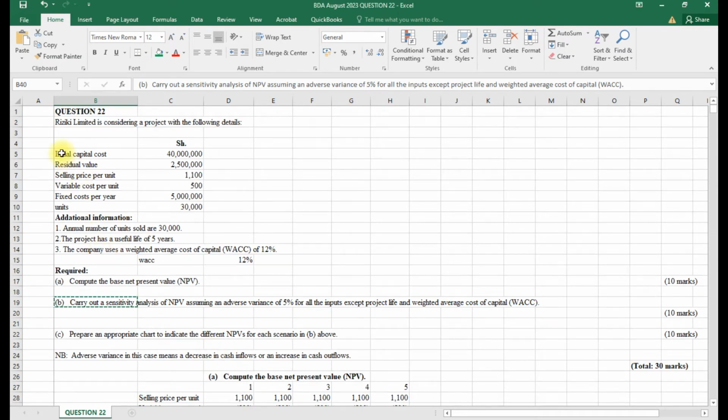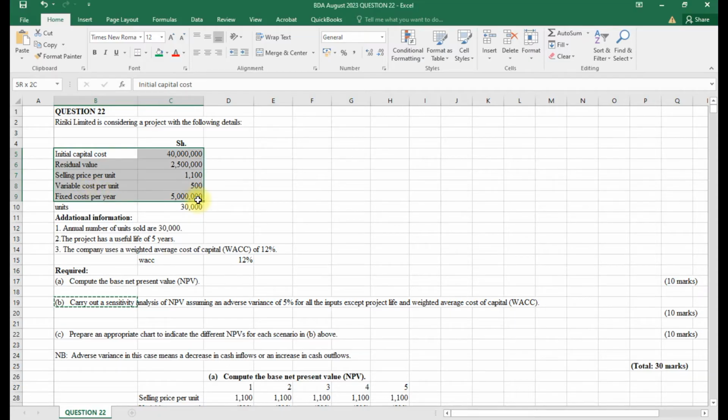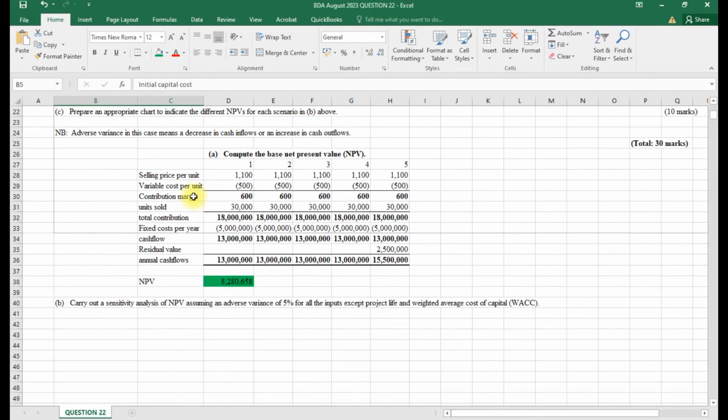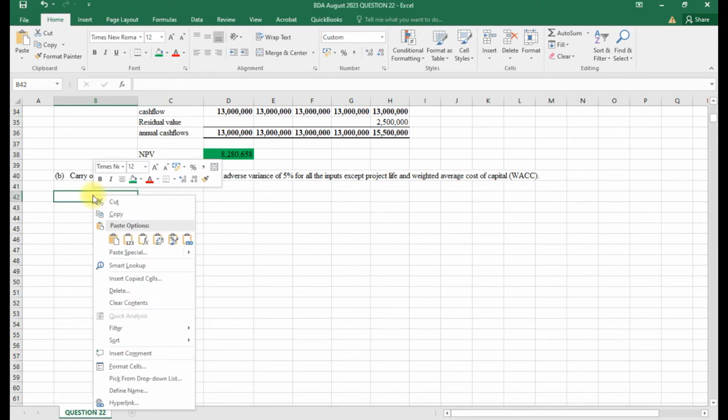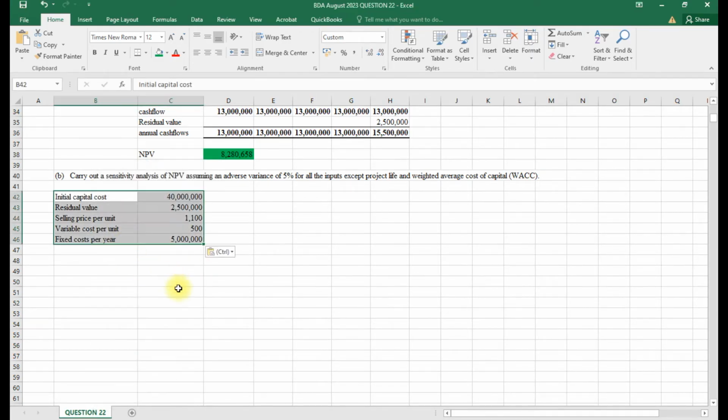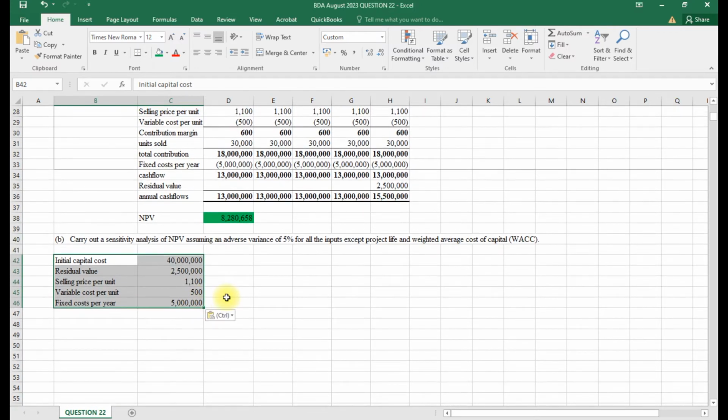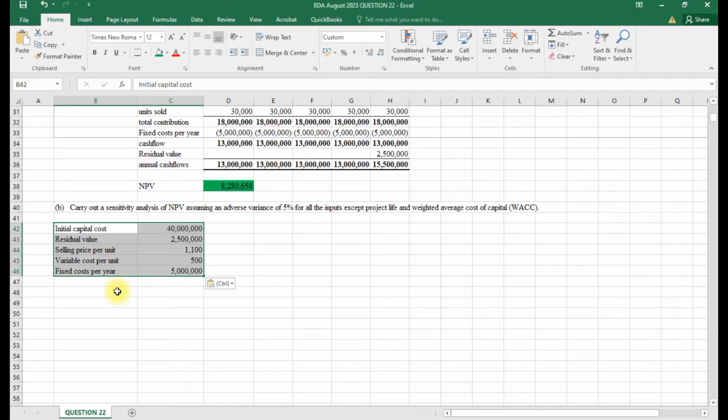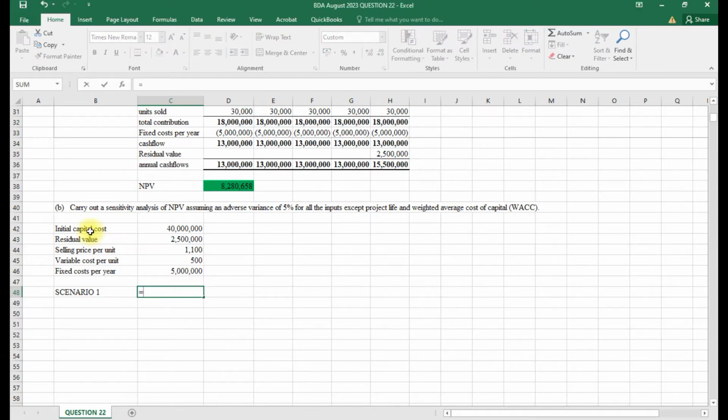So remember our inputs, these are our inputs. These are our variables. Let me just copy them here. Those are our variables that are changing. And the first one is the initial scenario 1. Scenario 1. So for scenario 1 is whereby we are changing what? The initial cost, the initial capital cost.